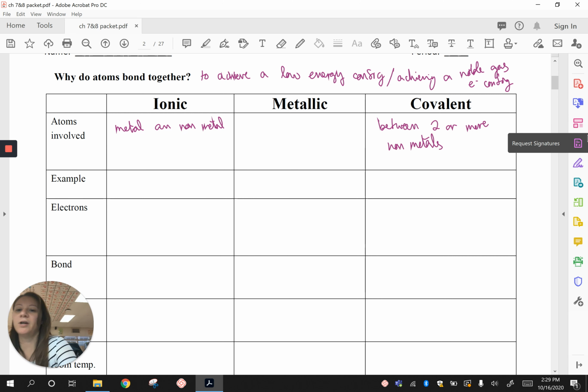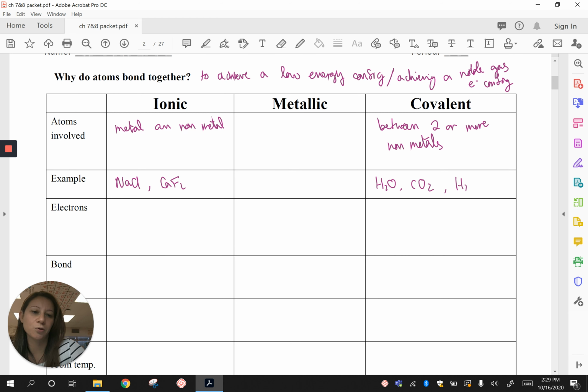So an example of ionic is NaCl or calcium fluoride, or any compound that's made up of metal and nonmetal. Covalent would be two or more nonmetals, so for example, water, carbon dioxide, sulfuric acid. So all nonmetals involved.